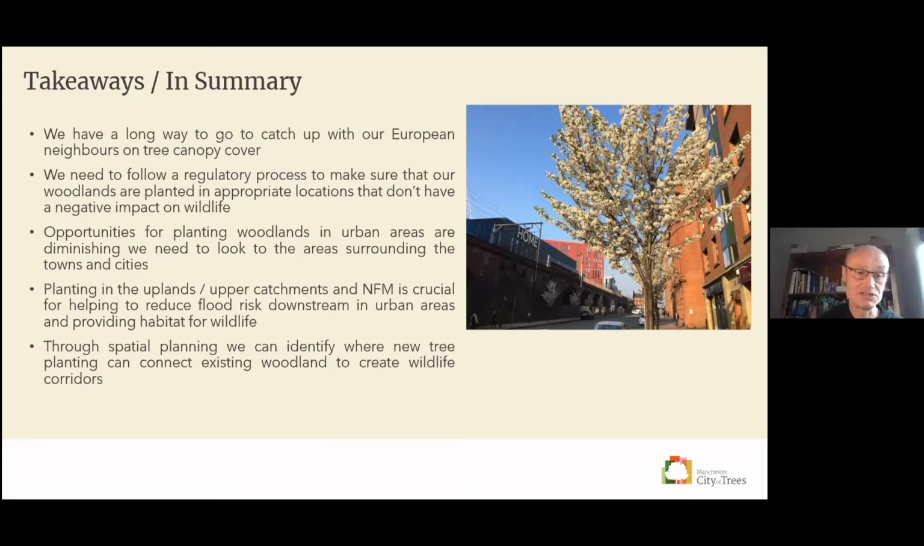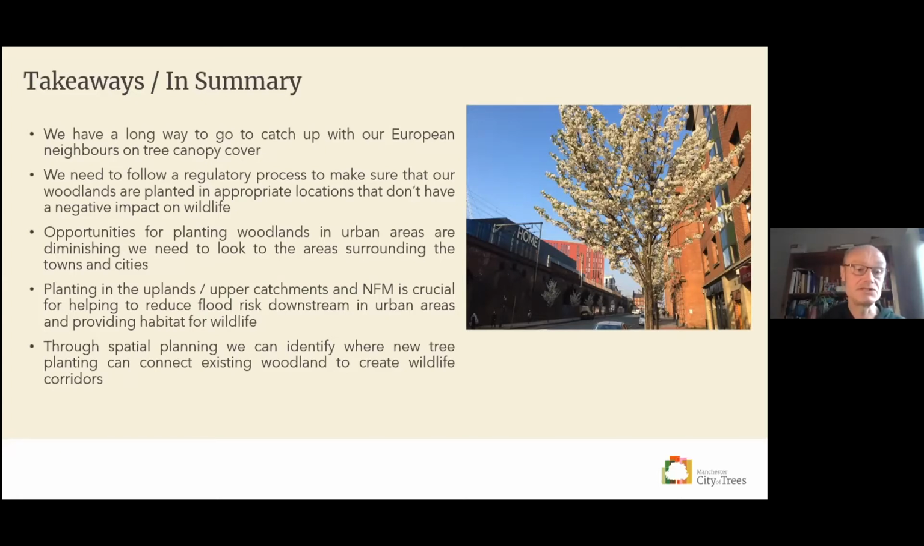We're running out of spaces in urban areas, so we do then need to look to those, I suppose, semi-urban areas and peri-urban areas around the towns and cities. And those areas are beneficial because they can provide significant flood management benefits to those cities and towns downstream. And that's where we can also deliver natural flood management. So our leaky dams are really good. They provide those flood management benefits, but they're also good for wildlife.